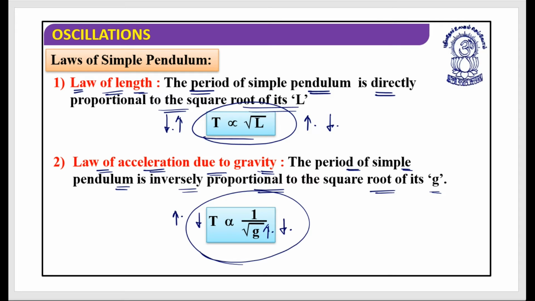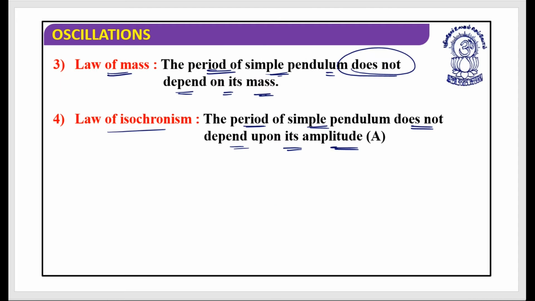First is the law of length, that the square root of the length is directly proportional to the time period. Second is the law of acceleration due to gravity, that the square root of acceleration due to gravity is inversely proportional to the time period. Next, the law of mass and the law of isochronism, that mass and amplitude do not have any effect on the time period of the simple pendulum. So these are all the four laws. We have already done their questions.